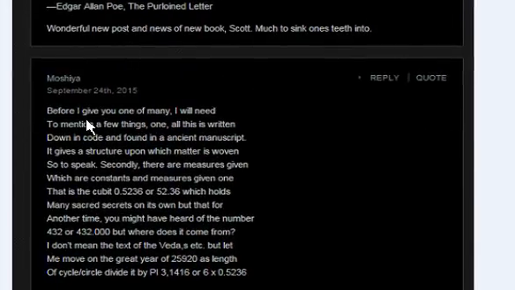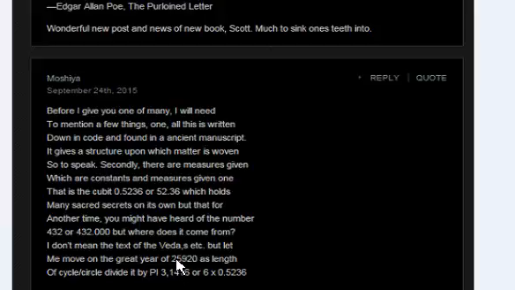Moshia said, before I give you one of many, I will need to mention a few things. One, all this is written down in code and found in an ancient manuscript. It gives a structure upon which matter is woven, so to speak. Secondly, there are measures given which are constants, and one is the cubit, 0.5236 or 52.36, which holds many sacred secrets on its own, but that is for another time. You might have heard of the number 432, but where does it come from?